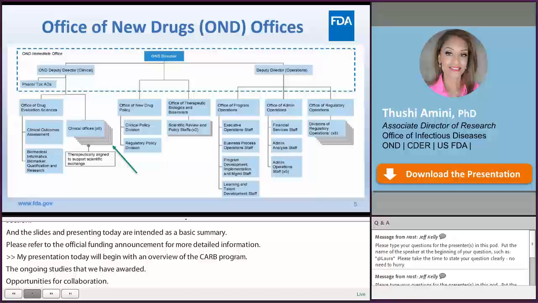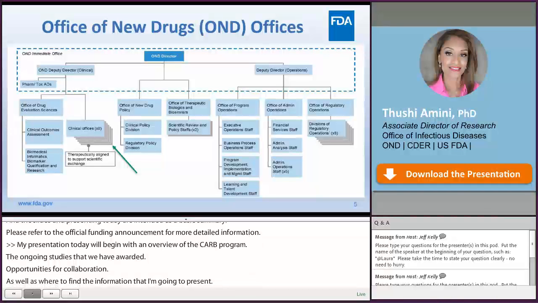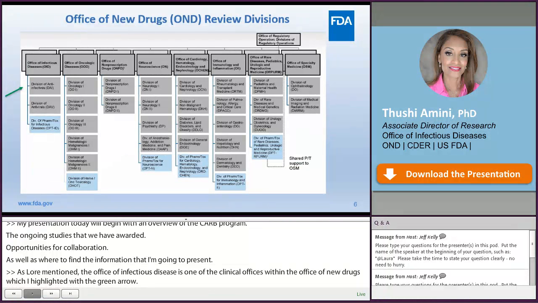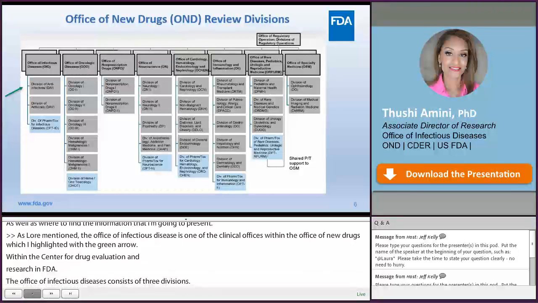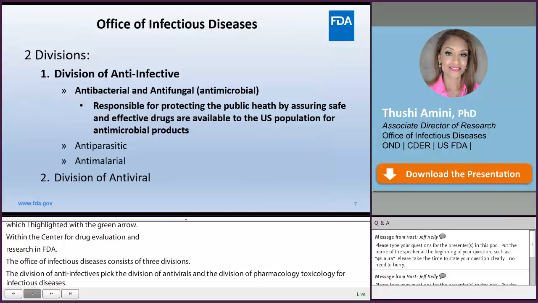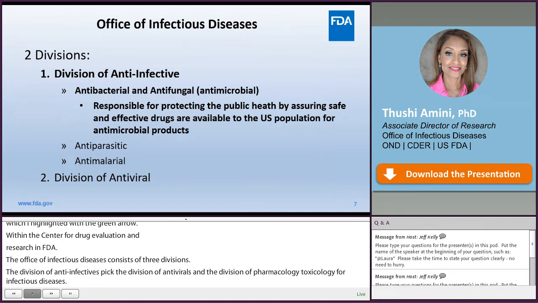As Laura mentioned, the Office of Infectious Diseases is one of the clinical offices within the Office of New Drugs, which I've highlighted with the green arrow, within the Center for Drug Evaluation and Research in FDA. The Office of Infectious Diseases consists of three divisions: the Division of Anti-Infectives, the Division of Antivirals, and the Division of Pharmacology Toxicology for infectious diseases. I have highlighted the Division of Anti-Infectives because this division is responsible for protecting the public health by assuring that safe and effective drugs are available to the U.S. population for antimicrobial products.